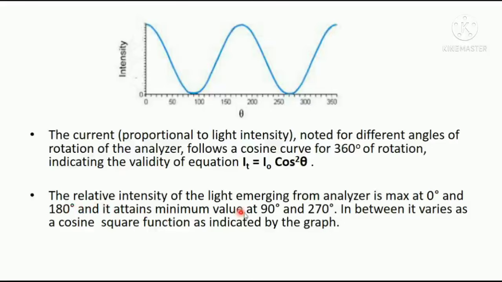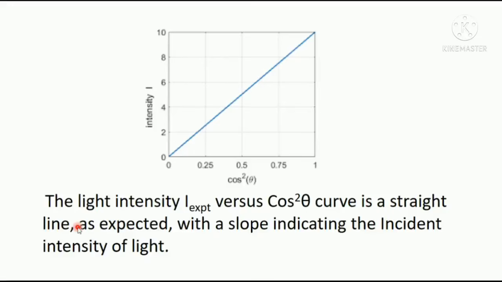So the relative intensity of the light emerging from the analyzer becomes maximum at 0 degrees and 180 degrees, whereas minimum at 90 degrees and 270 degrees. If we plot experimental intensity versus cos square theta, it gives us a straight line as expected, with the slope indicating the incident intensity of light.